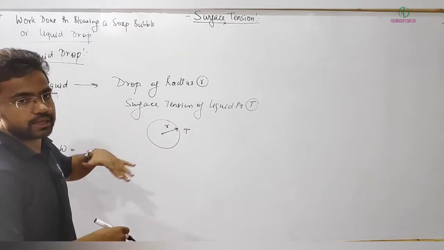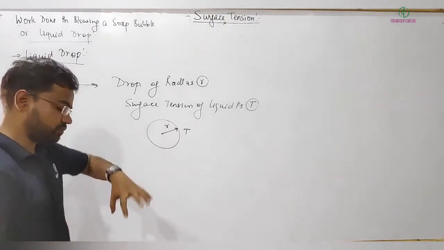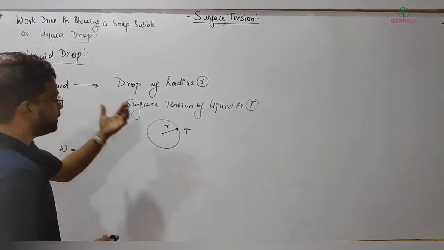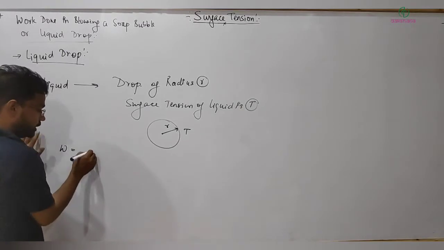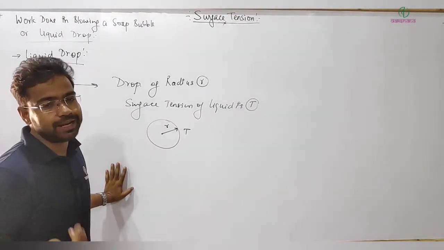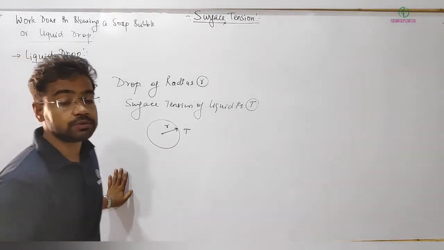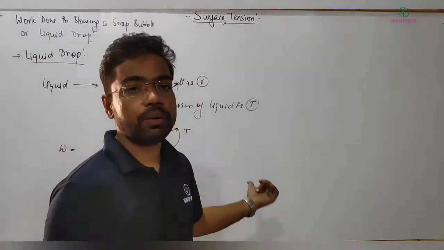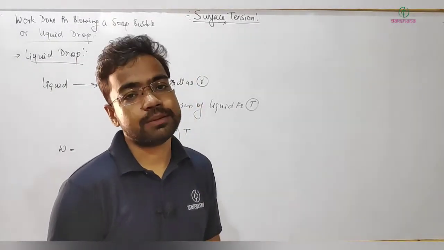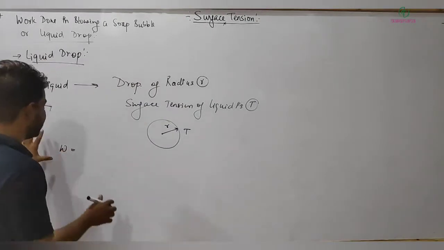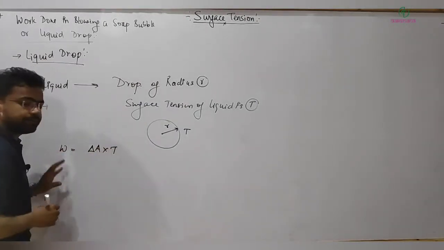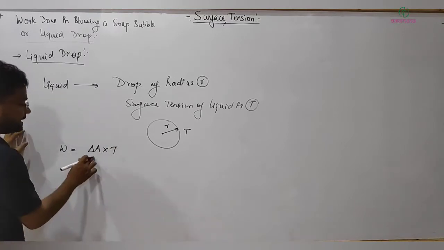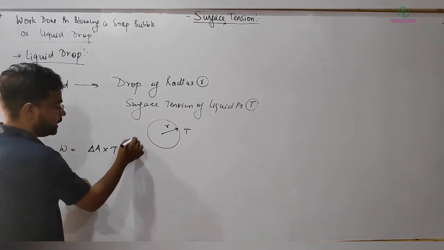So I'm taking its free surface as remaining the same. From the deep inside of the liquid, we are forming this drop. Then the increase in work done will be equal to what? Surface area multiplied by tension, because we understood just now in the concept of surface energy. So that can be read as delta A multiplied by surface tension will be the work done, and delta A is the change in surface area.